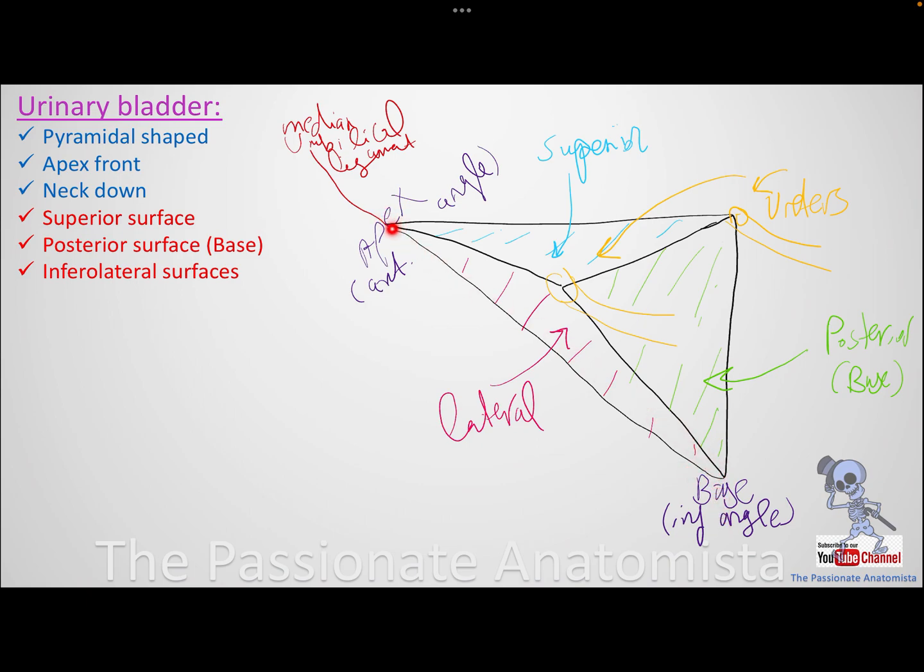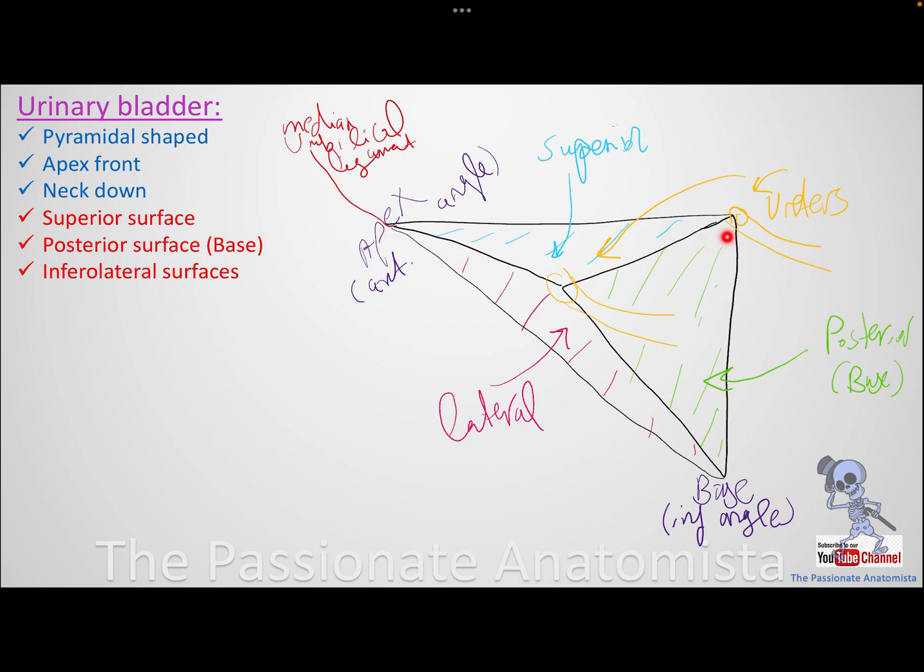Now, attached to the apex is the median umbilical ligament, and that is going to be explained in more detail with the abdominal wall video in the digestive module. But basically, this ligament was the urachus, and that was to remove the waste products from the fetus. And that was the communication between the fetus and the mother. And after birth, it got obliterated, forming what we call the median umbilical ligament.